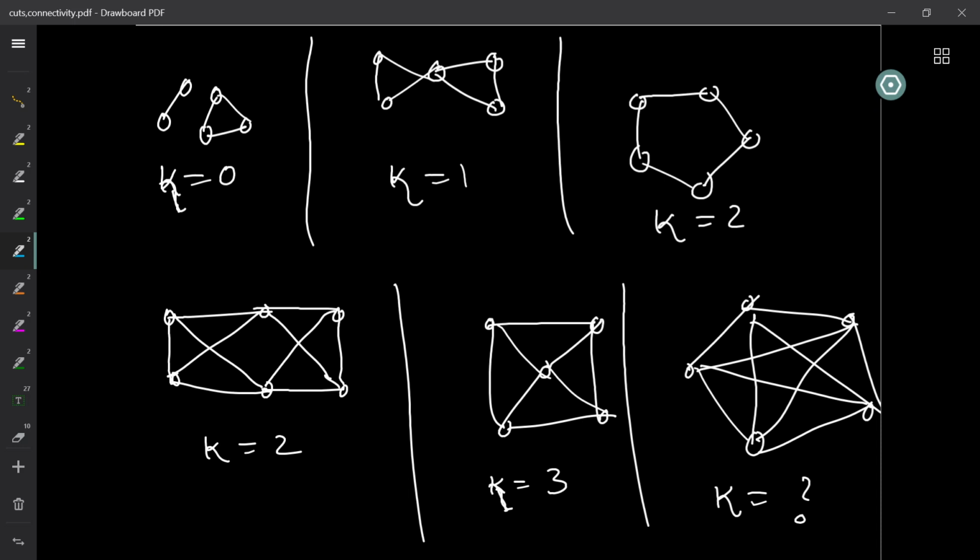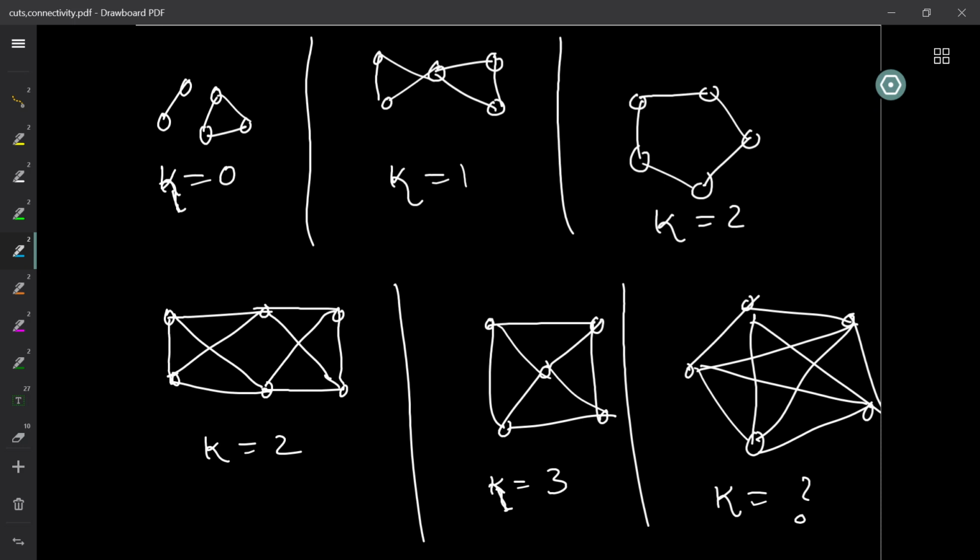And what about the connectivity of the last one? This is interesting because the graph is complete. By removing any subset of vertices, I cannot disconnect the graph at all. So what do we say about the connectivity of the complete graph? To take care of this situation, we define the connectivity of the complete graph to be the number of vertices minus 1.